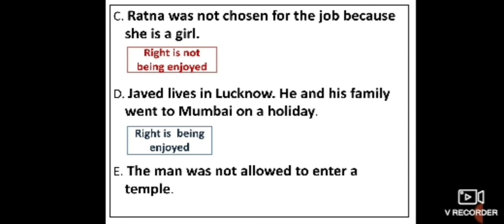Next, the man was not allowed to enter a temple. Students, we have a right that we can go anywhere. Second thing, we have a right that we can follow any culture and we can worship any god. But here, the man was not allowed to enter a temple. That means this is wrong. The right is not being enjoyed by the man. Yes, people are stopping the man from enjoying his rights.